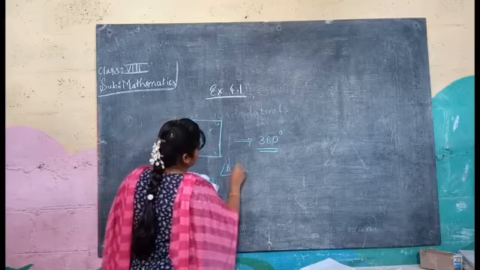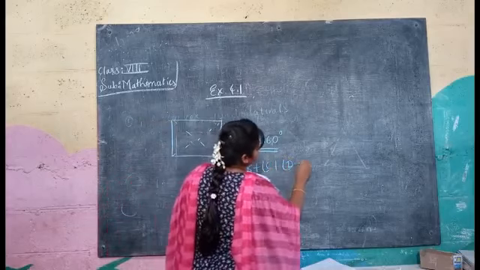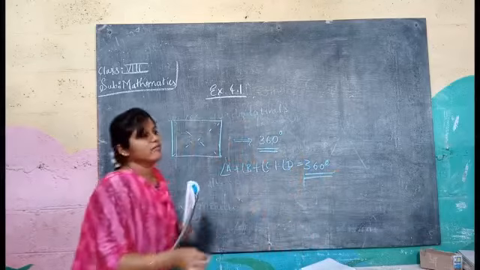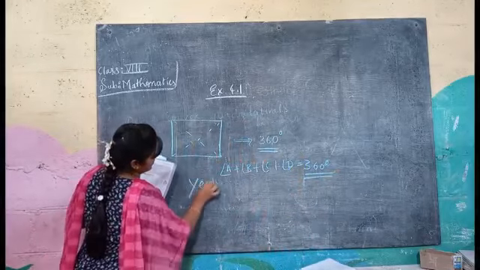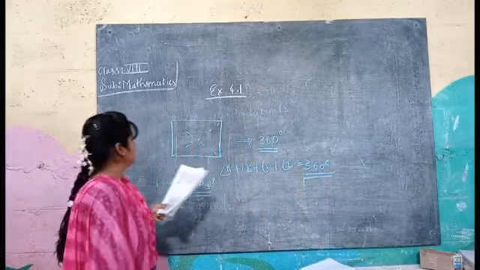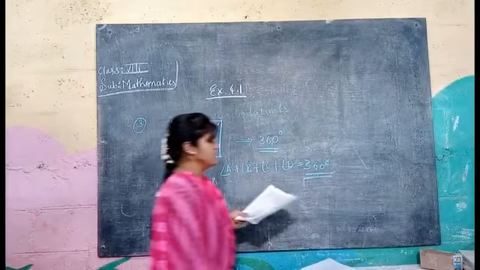The angle A plus angle B plus angle C plus angle D is equal to what? 360 degree. And we can form a quadrilateral angle. Yes, we can form a quadrilateral angle. Third one. Okay, understood? How we did?